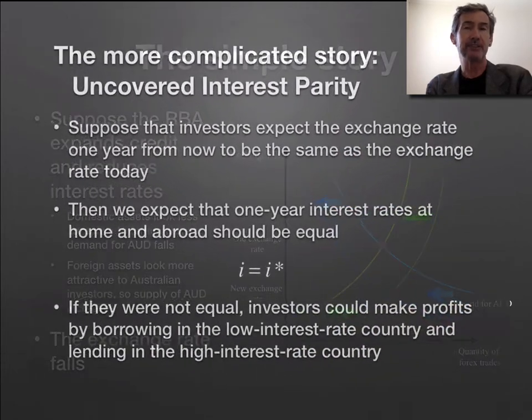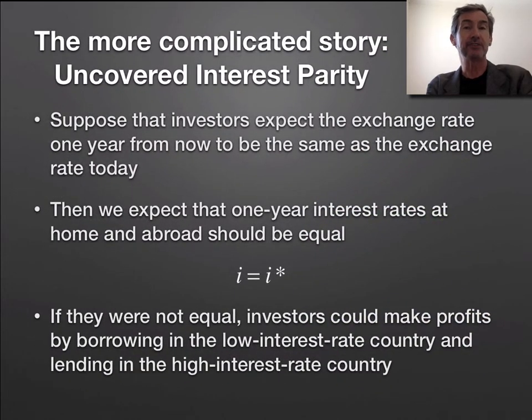The more complicated story is forward-looking, and it's based on something called uncovered interest parity. So to explain the link between interest rates and exchange rates, I'm going to have to set up a couple of things first. So let's imagine that investors expect that the exchange rate a year from now is going to be unchanged relative to today. An implication is that we should expect 1 year interest rates at home and abroad are going to be equal, because otherwise investors could make easy profits borrowing in the low interest rate country, lending in the high interest rate country.